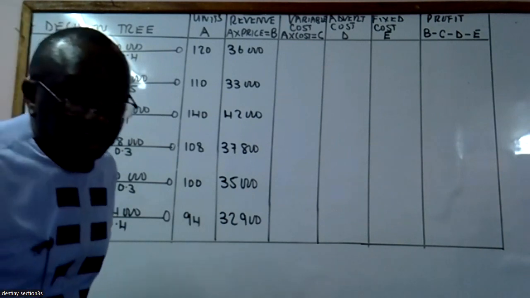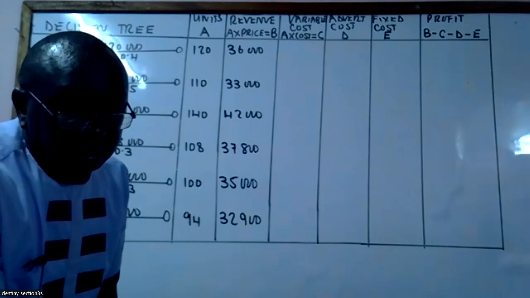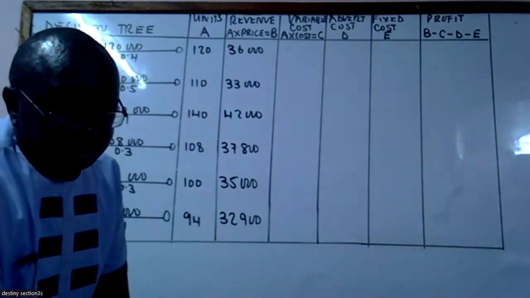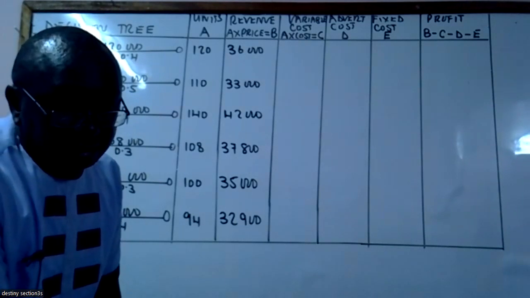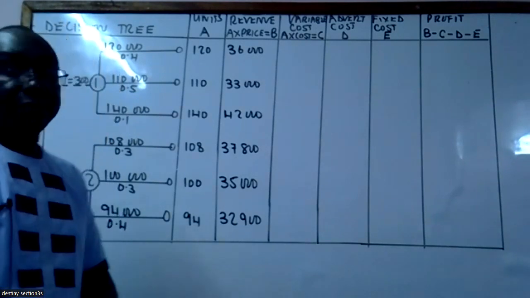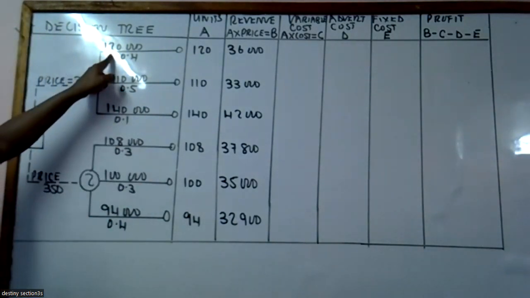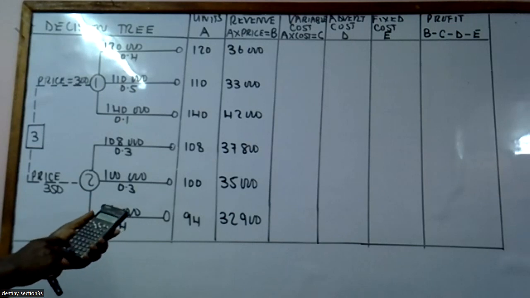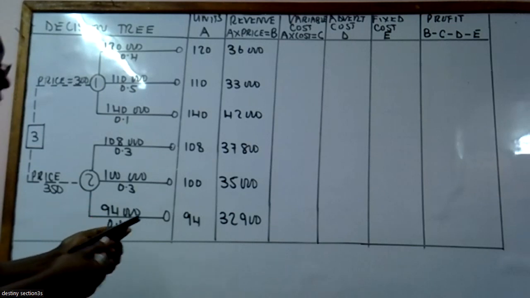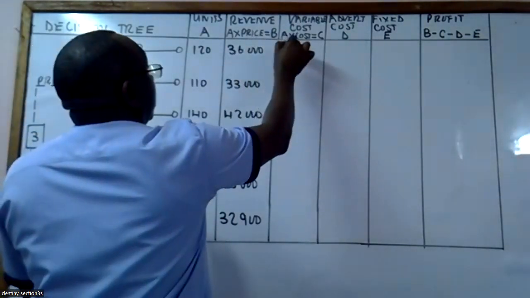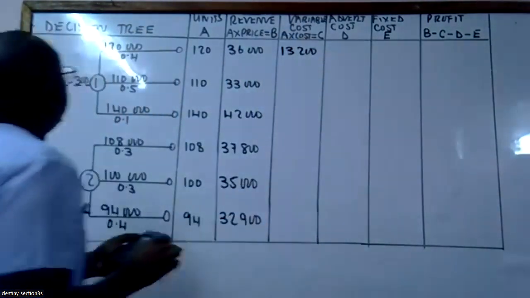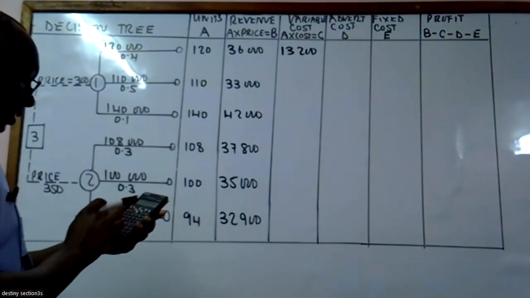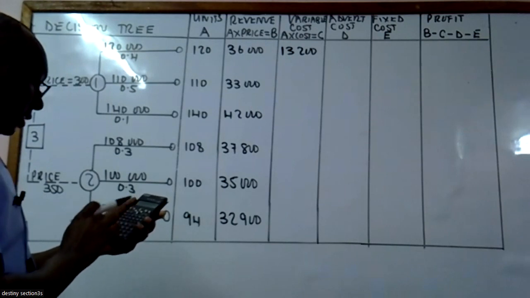Then for the variable cost, we are told it is 120 for production up to and including 100. But if you go beyond 100, the variable cost is 110. So you can see this one is more than 100, so we will use 110. So 120 times 110 gives you 13,200.